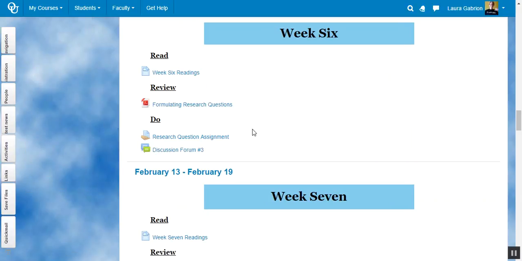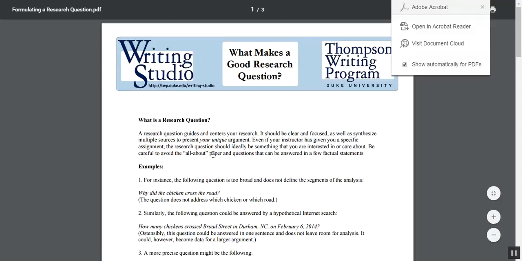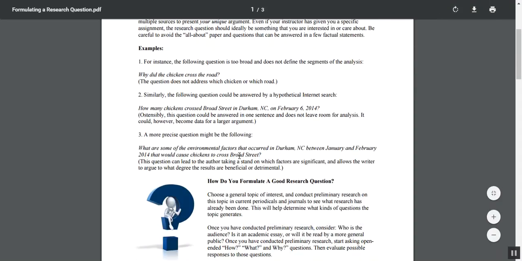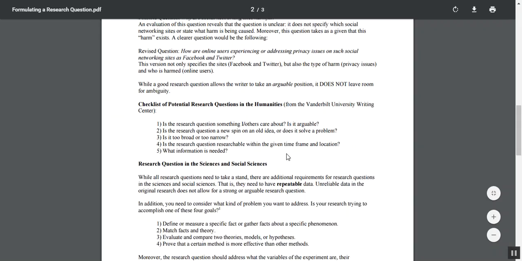But as you move further into week number 6, one big part of this week will be, after you've done this preliminary research, to target a research question. What is it that you really want to know about this topic at this point? I've given you a handout on formulating research questions, and it talks about what a research question is and how you formulate a good research question. So I encourage you to read through that.